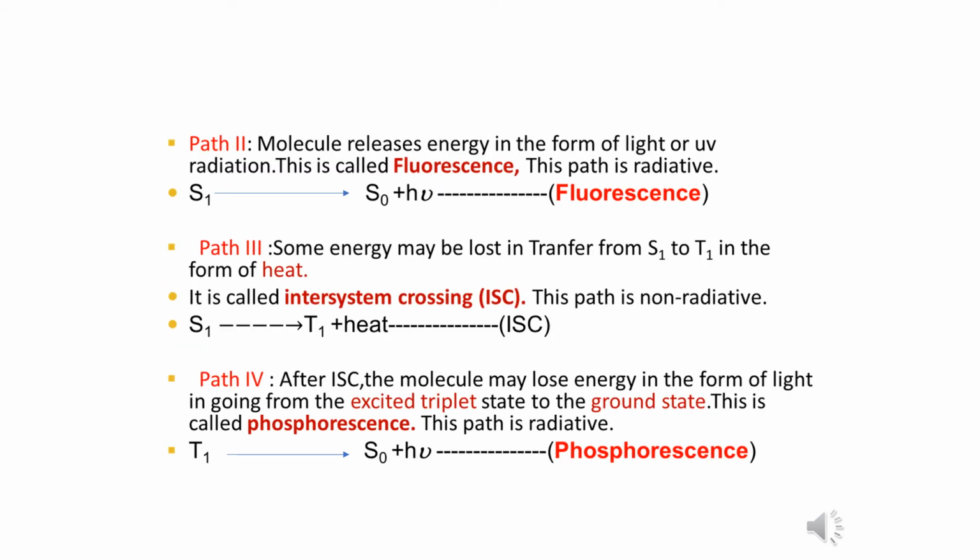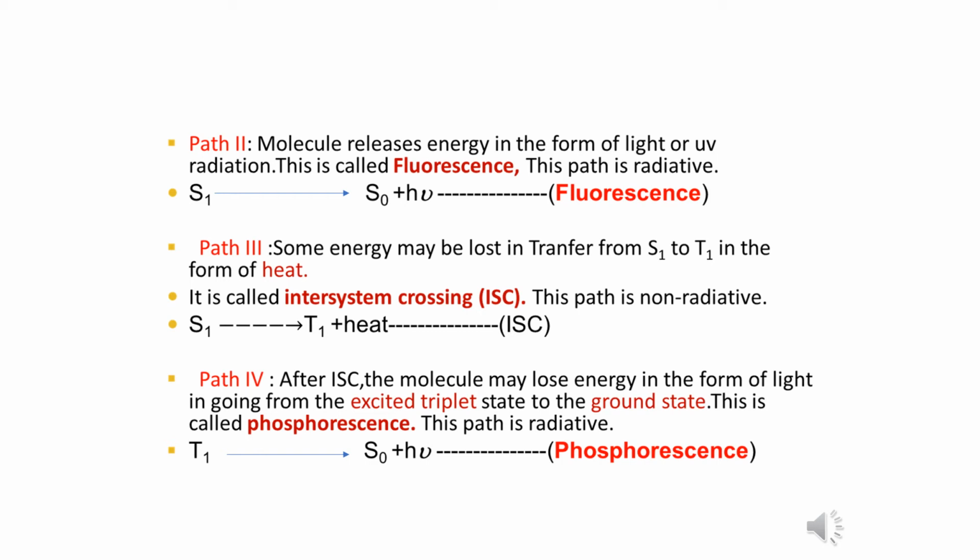Path 2 is another deactivation of the excited state molecule in the state S1. The molecule releases energy in the form of light or UV radiation. This process is called fluorescence. Both are in singlet state, but the transition is radiative. So this path is radiative and the process is fluorescence.